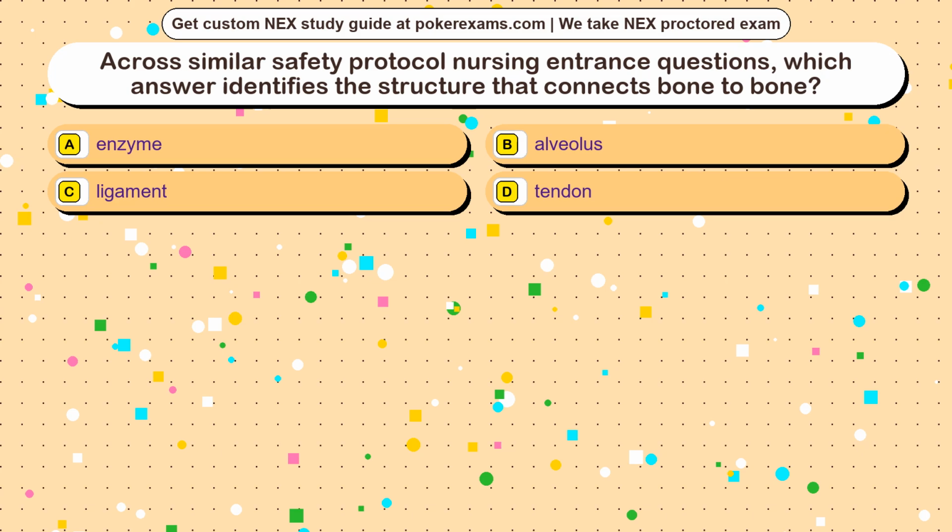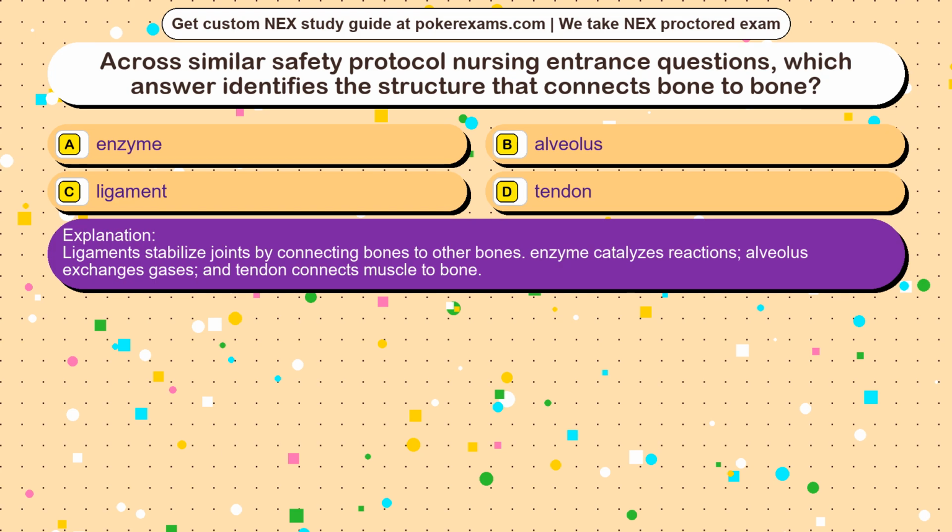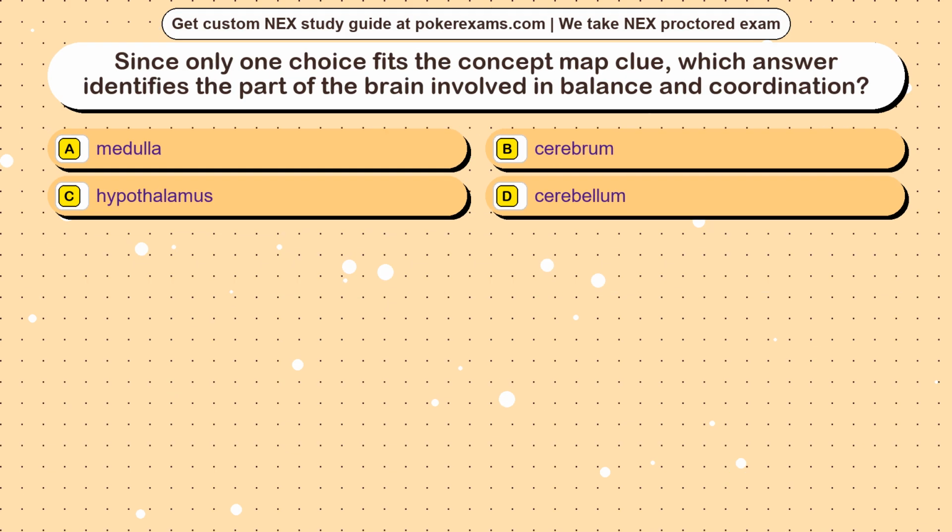The correct answer is option. Ligaments stabilize joints by connecting bones to other bones. Enzyme catalyzes reactions, alveolus exchanges gases, and tendon connects muscle to bone. Question 21. Since only one choice fits the concept map clue, which answer identifies the part of the brain involved in balance and coordination? Option A, medulla. Option B, cerebrum. Option C, hypothalamus. Option D, cerebellum.